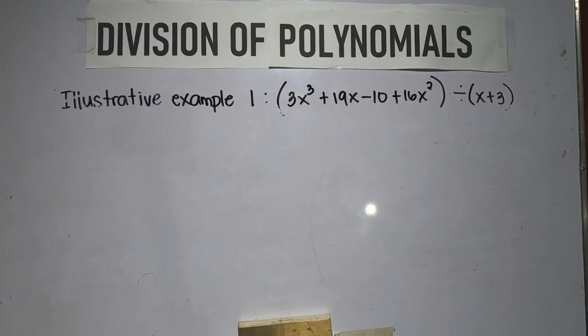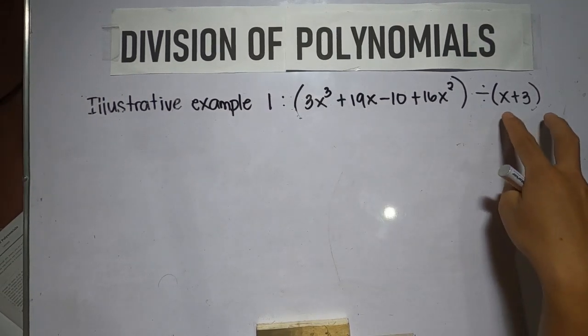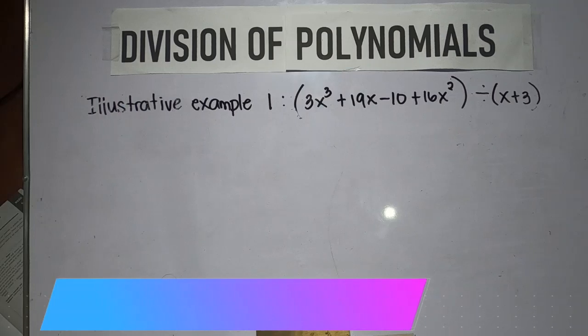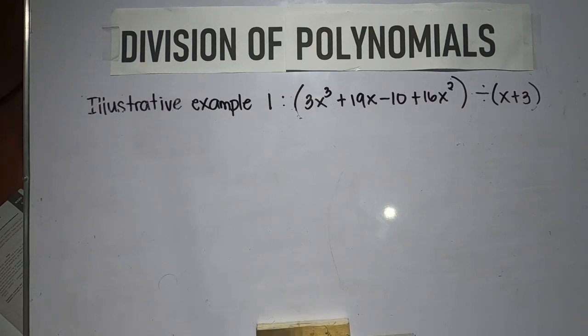Let's now consider dividing a third-degree polynomial by a first-degree polynomial. In order for you to divide this correctly, you must employ the following steps. First, arrange the dividend and the divisor in standard form. If there are missing terms, write them with a coefficient of 0.